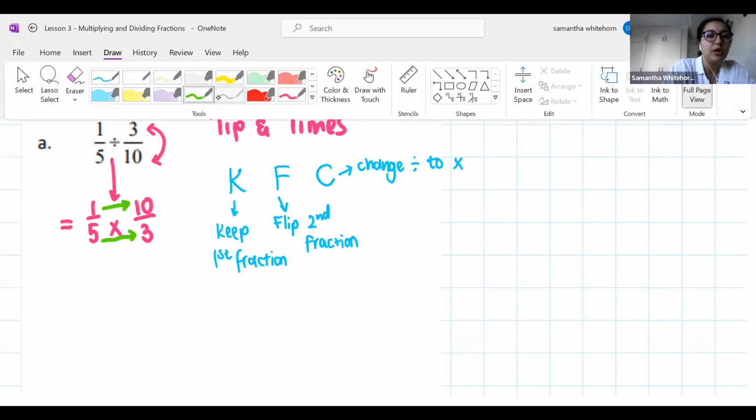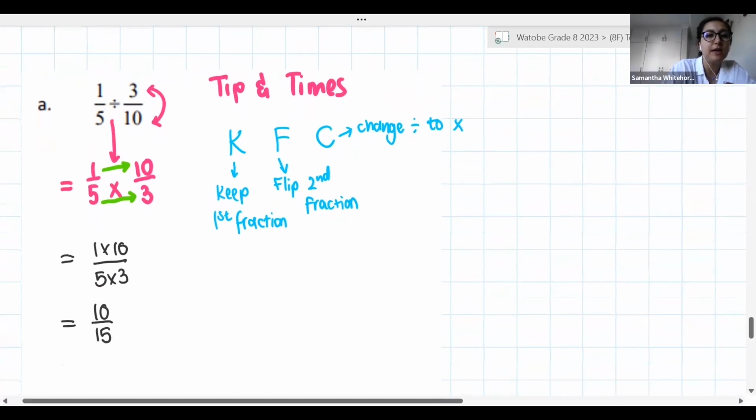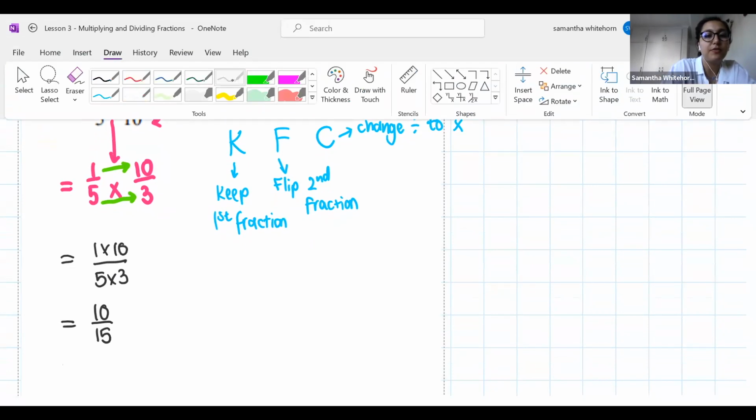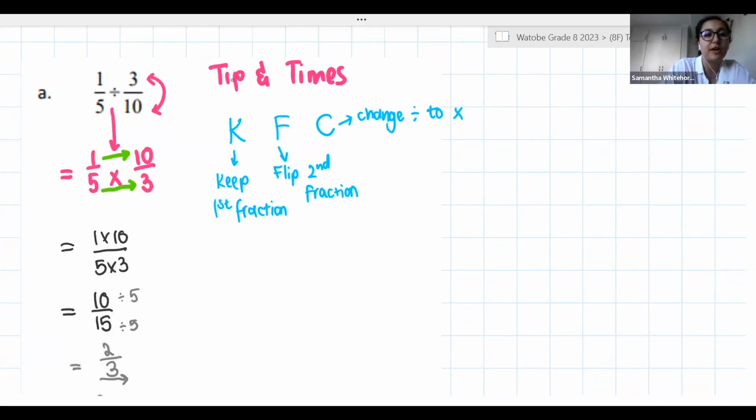Tingle's put a good answer there on the chat. 1 times 10 is 10, and 5 times 3 is 15. So we get 10 over 15. Now, guys, you always need to check if you can simplify. In this case, the 10 and the 15 can both be divided by 5. So we have to simplify them, and we end up with an answer of 2 over 3. We have to simplify our fractions if they can be simplified.